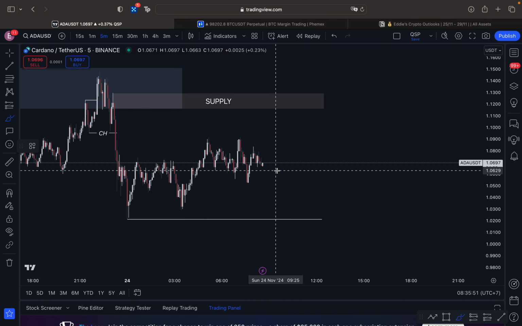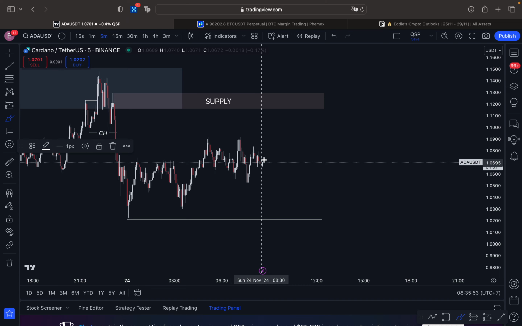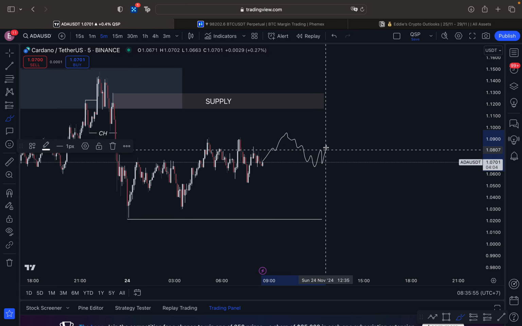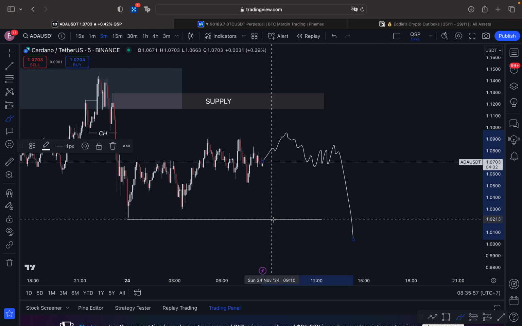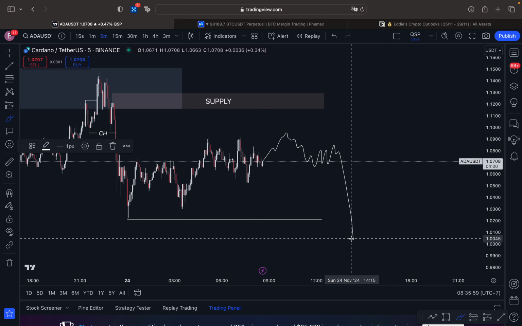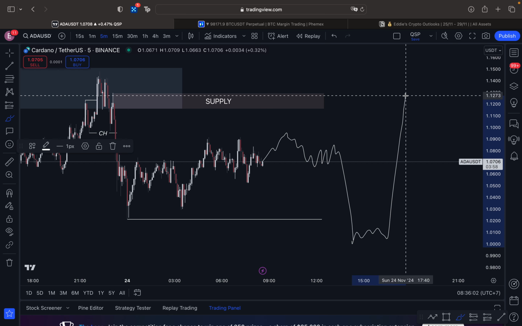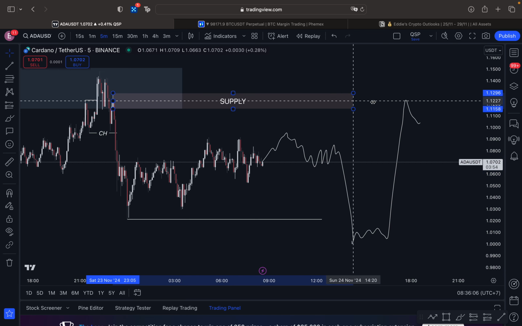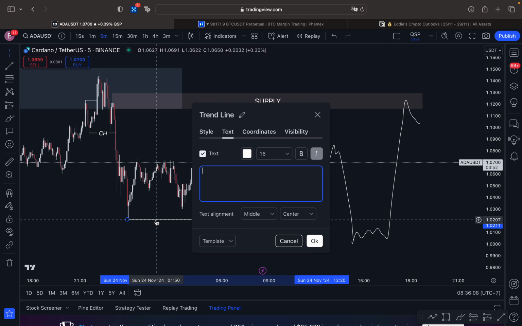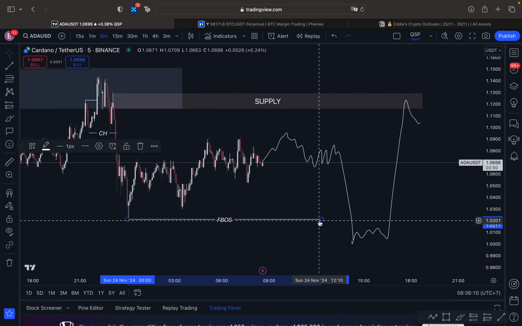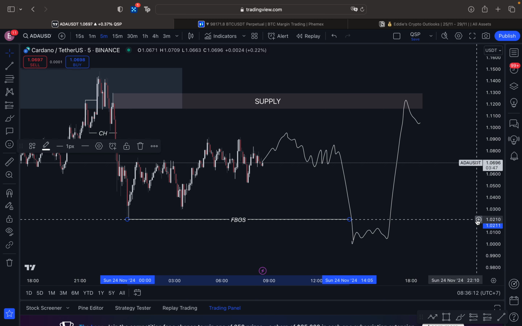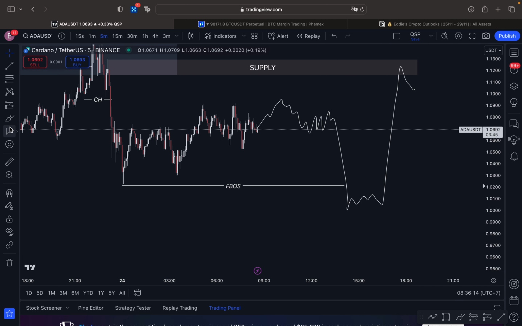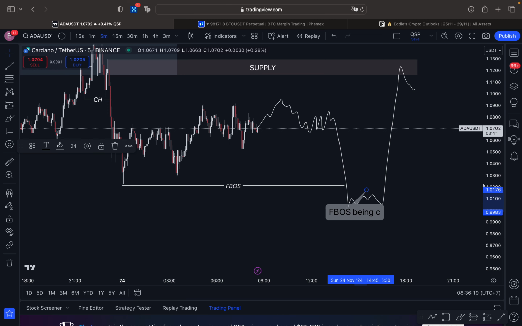So after this change of character, I want to see price maybe create a little bit of consolidation and then break this area here, have a candle close below, range a bit down here, and then come back to the supply zone. And then reject, and then I take the trade. That's just a bit more confirmation because I need this FBOS liquidity. Without FBOS, I wouldn't take the trade. So I'm gonna sell it here, and then we're gonna say FBOS being created.